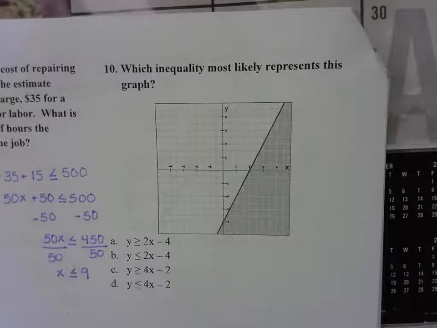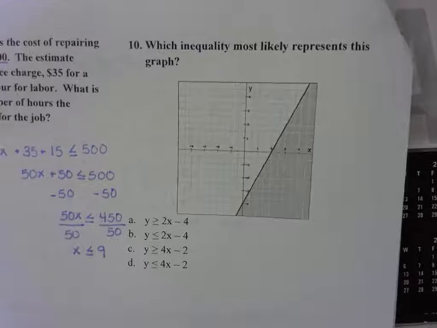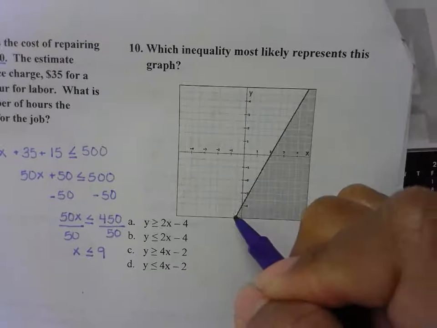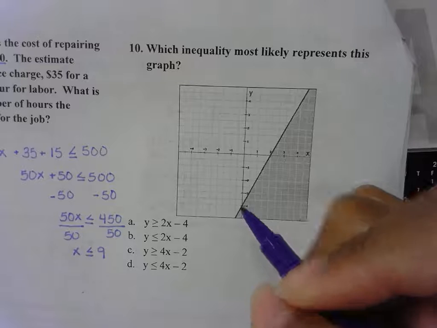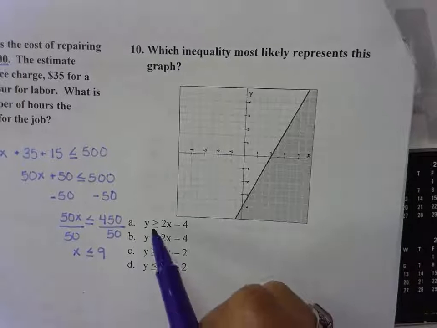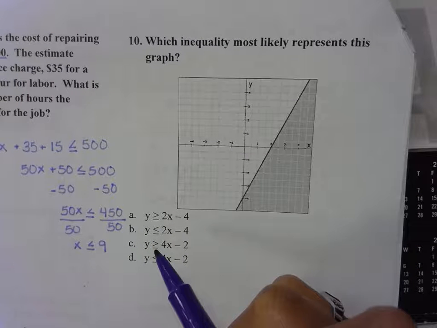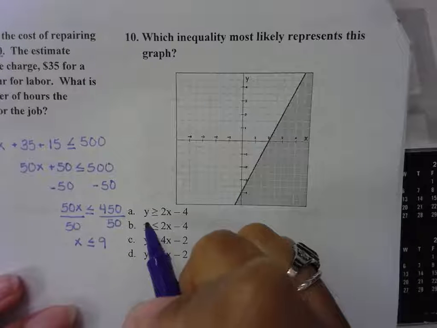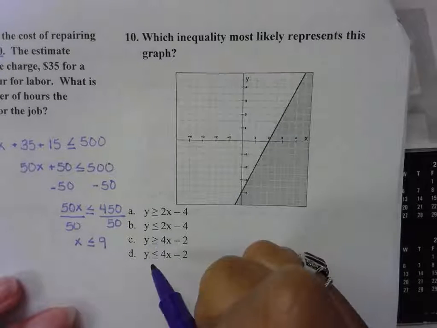It's important to recognize questions like 10. Sometimes they make it easier for us to eliminate answer choices. We see that as a solid line, so that means it has to be less than or equal to or greater than or equal to. Can't eliminate any answer choices because they're all less than or equal to or greater than or equal to. It's also isolated for y. So we've already solved for y.